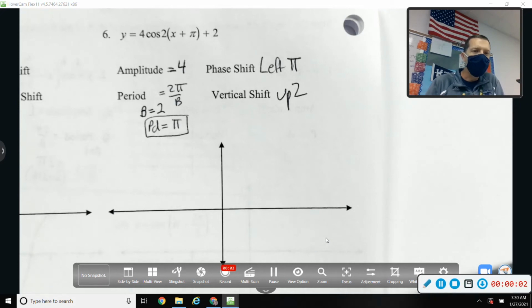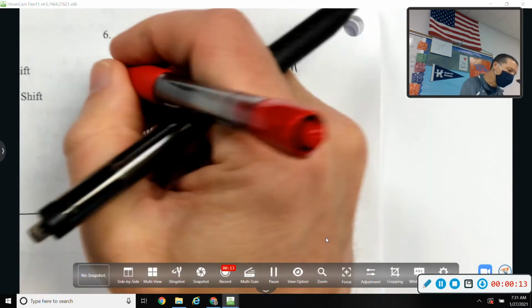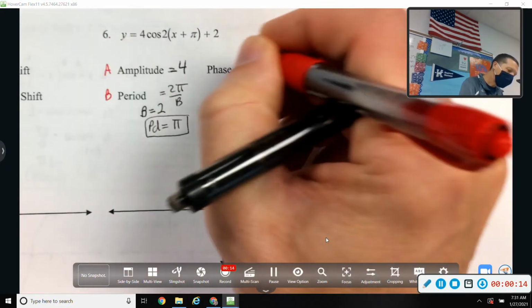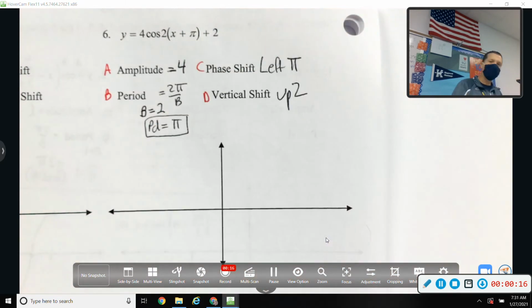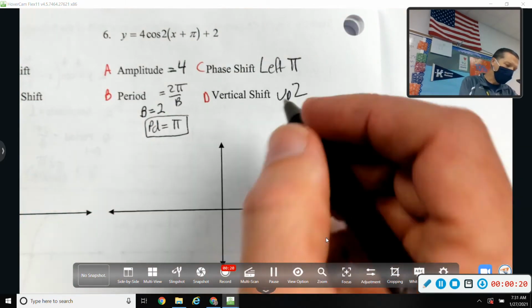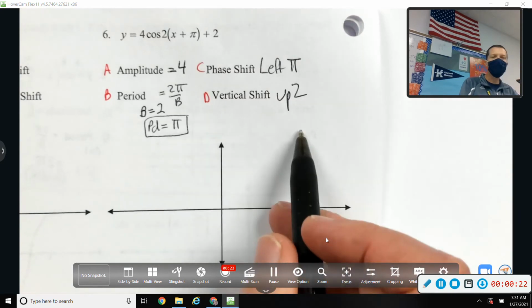All right, looking at number 6 from the worksheet from yesterday, worksheet 2. There's all the information. Let's see if we can use it. Remember, we use it in reverse order that we found it. So A, B, C, D, and then D, C, B, A. So working backwards, let's go up 2 first.